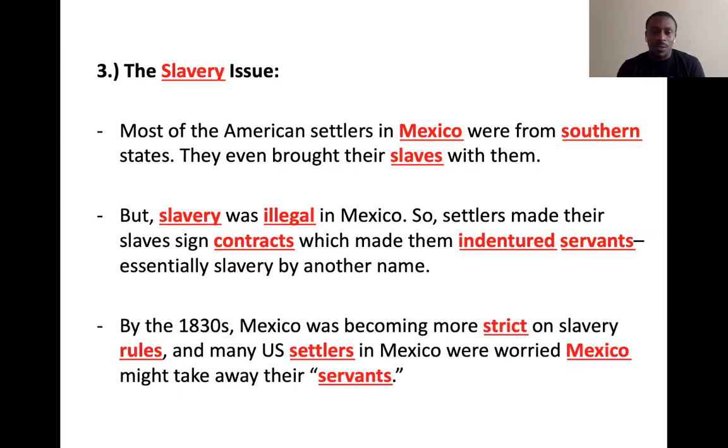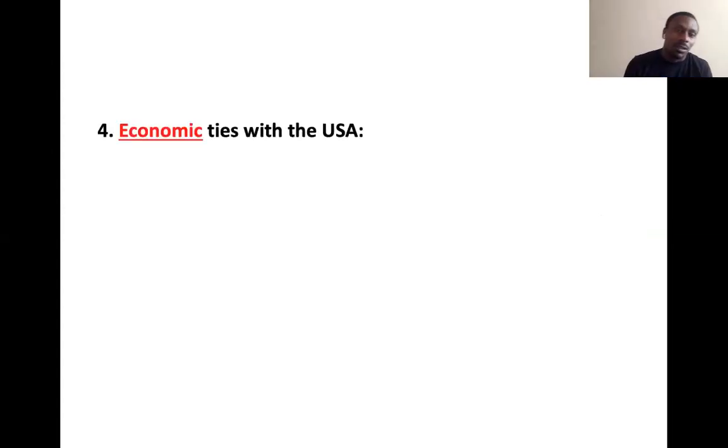By the 1830s, Mexico was becoming more strict, and the U.S. settlers were worried that Mexico may take away their slaves, which they were referring to as servants.